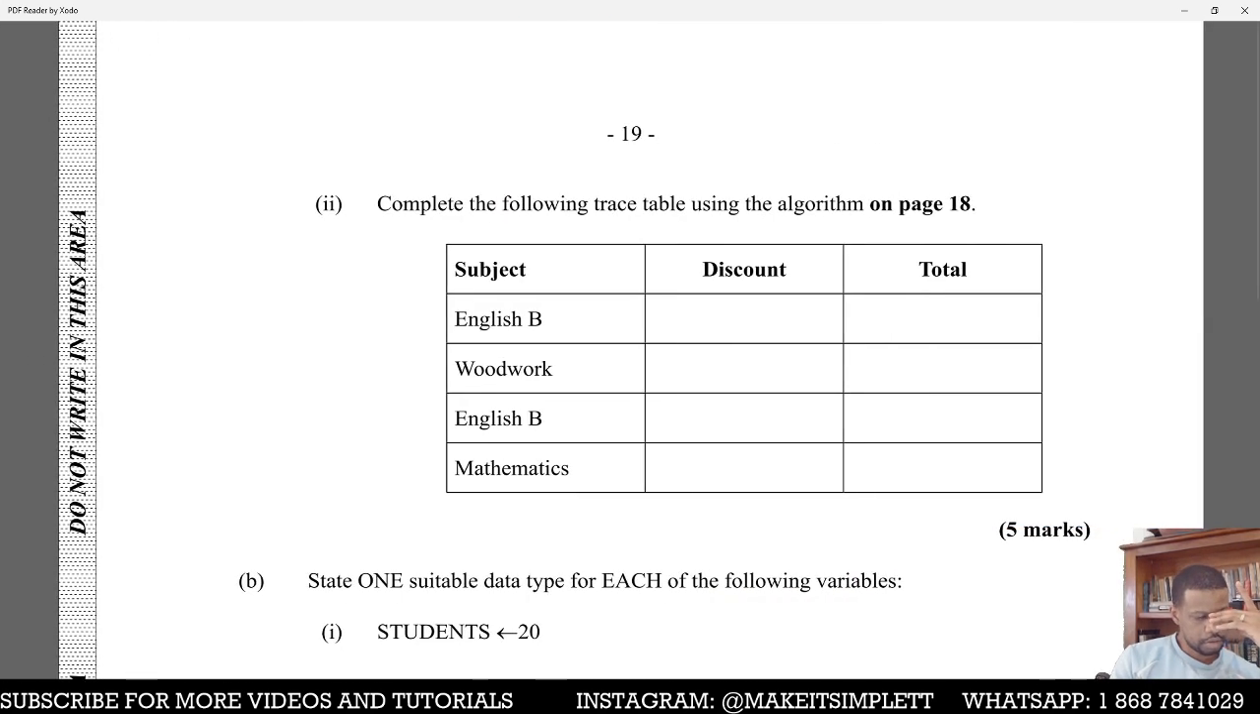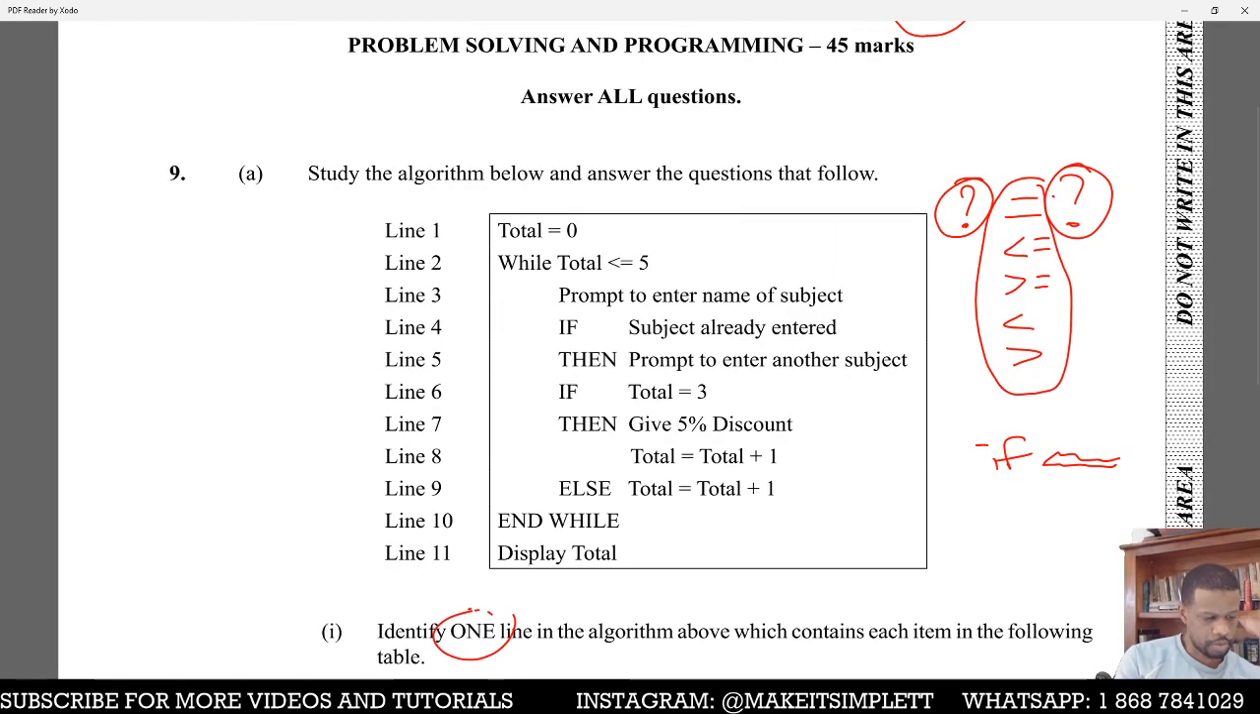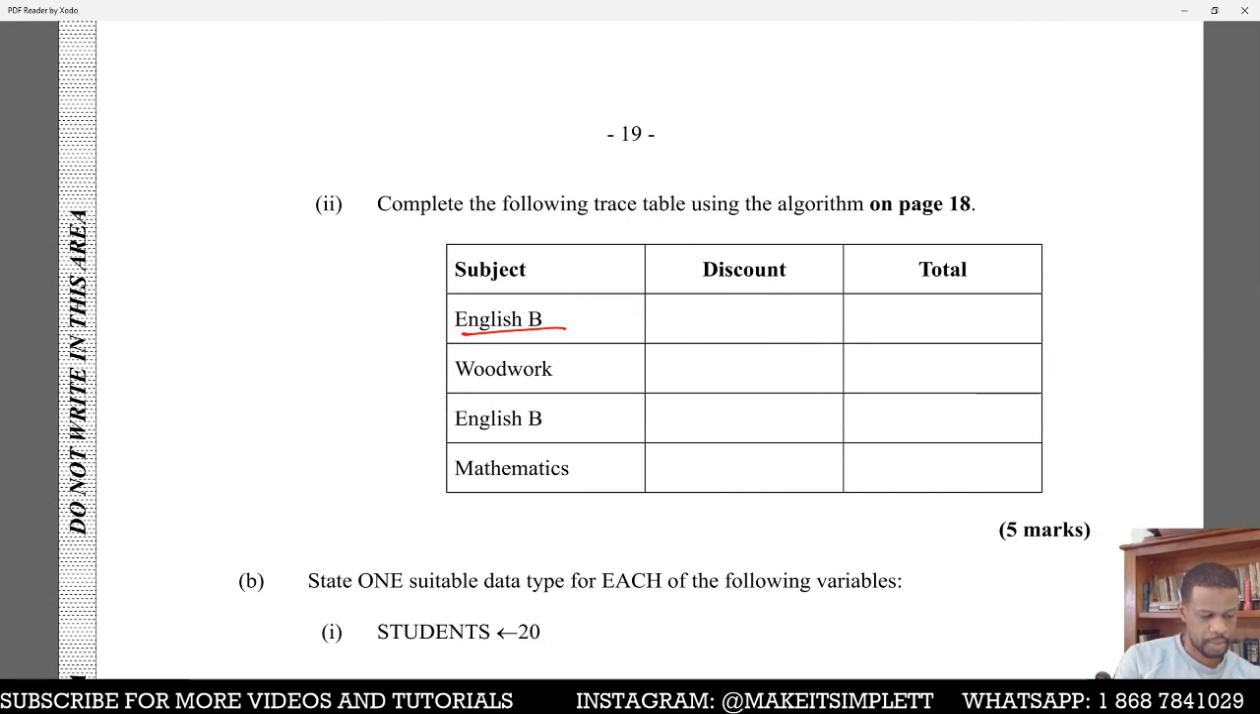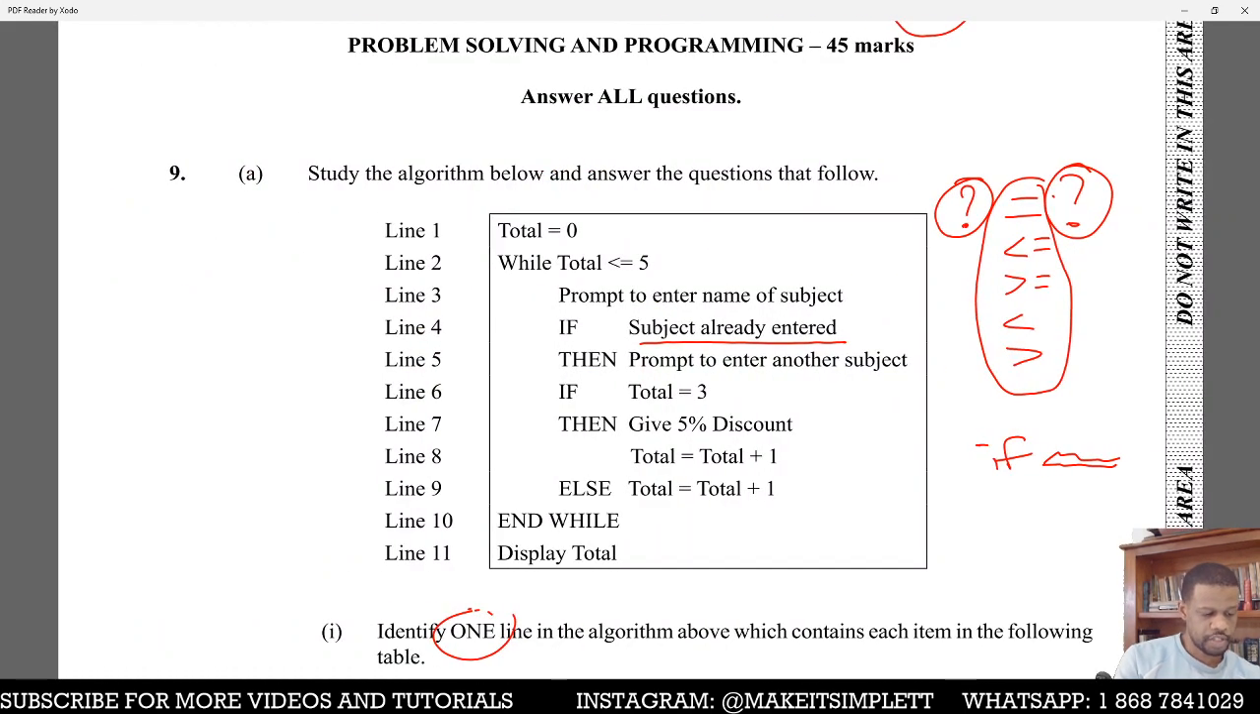So, let's say the person puts in English B as the subject. They prompt to enter the new subject if the subject is already entered. So if we get English B first, that means the subject was never already entered because it's the first subject that we're getting. But we're not prompting to enter another subject. We can put if total is 3. What is the total? Total starts off at 0.